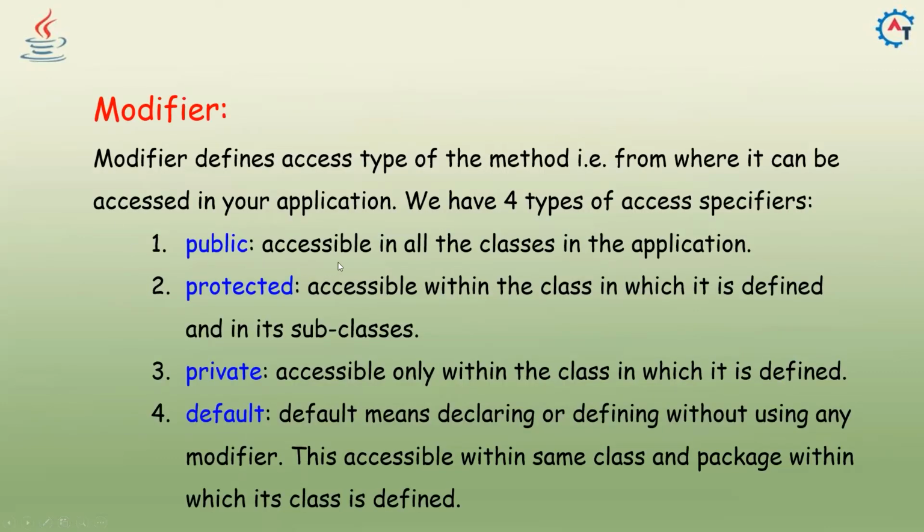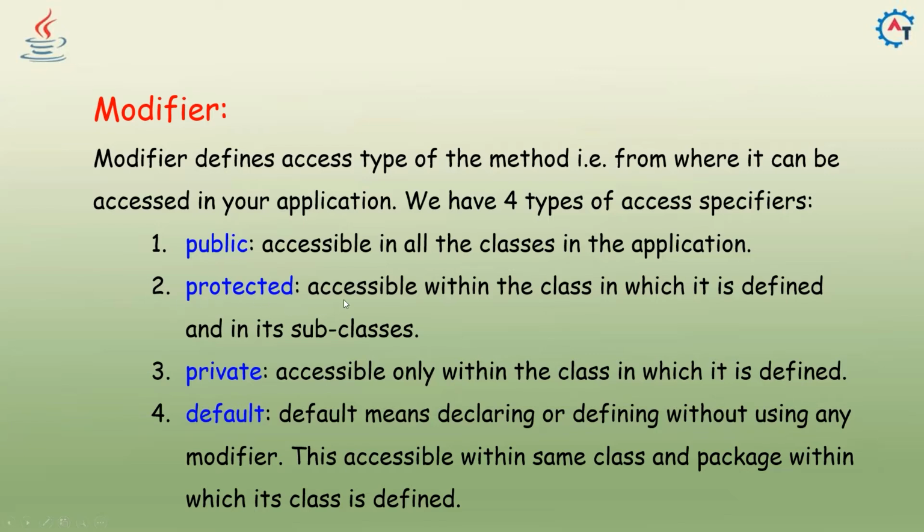Public, accessible in all the classes in the application. You created an application. Inside that application, you have 100 classes. Okay, so many classes. But if you create a method with public, you can call that method from all the 100 classes. Wherever you want, you can access that. Okay, so that is what public.